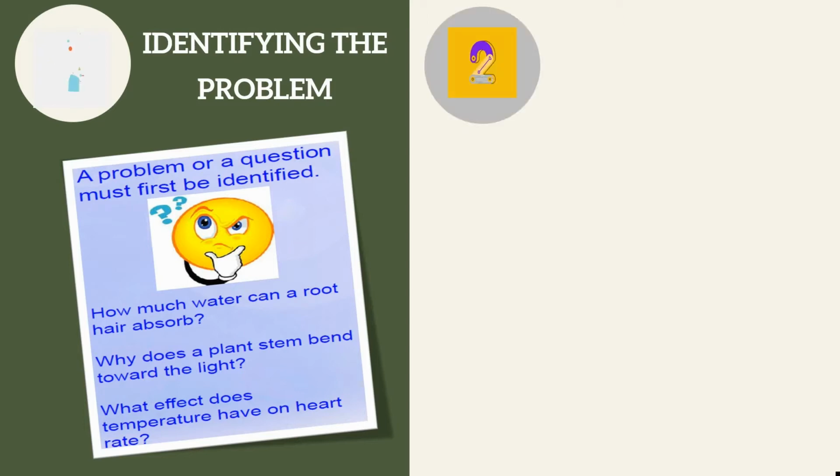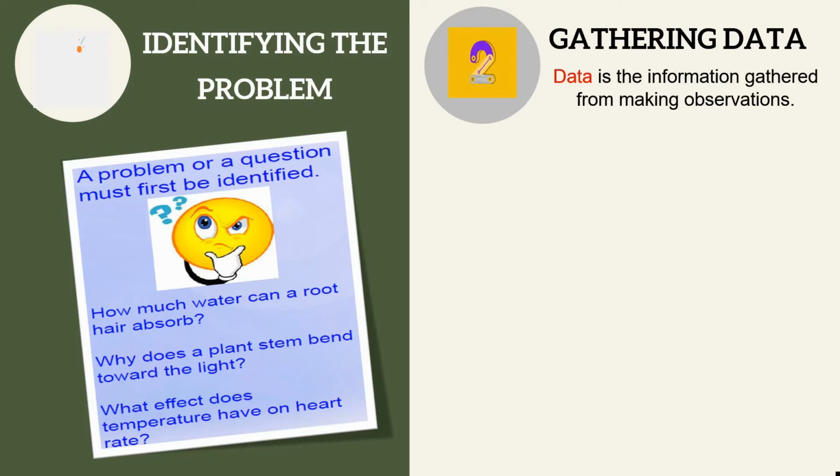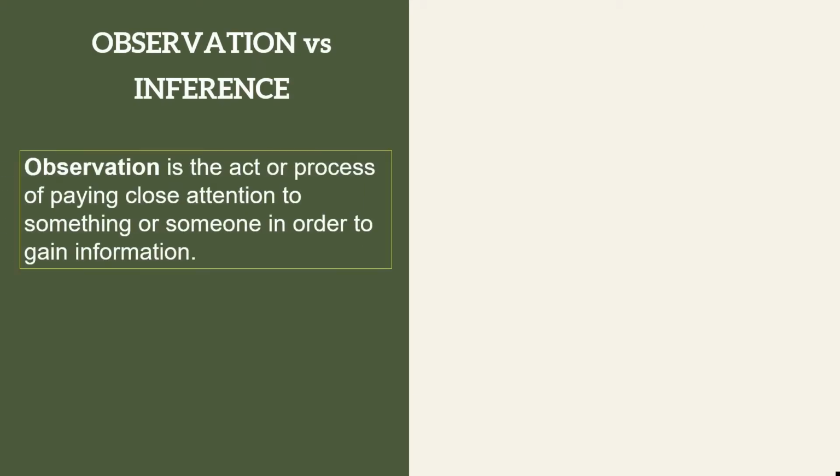Step number 2. Gathering data. When we say data, it is the information gathered from making observations. Observation means the act or process of paying close attention to something or someone in order to gain information. We gather that information using our 5 senses: sense of hearing, tasting, smelling, seeing, and touching.